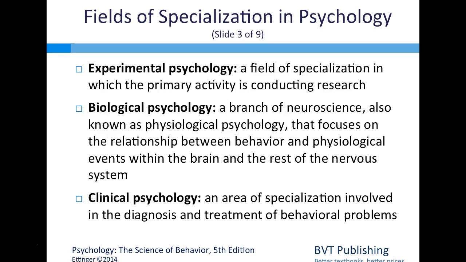Okay, experimental psychology. This is really the primary activity is conducting research, as the title would suggest. Biological psychology is a branch of neuroscience, so really focusing heavily on that physiological background. So focusing on the relationship between behavior and physiological events within the brain and the rest of the nervous system. So really looking at the biology of the brain.